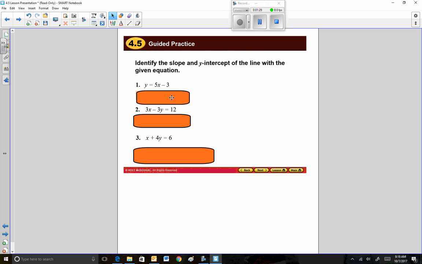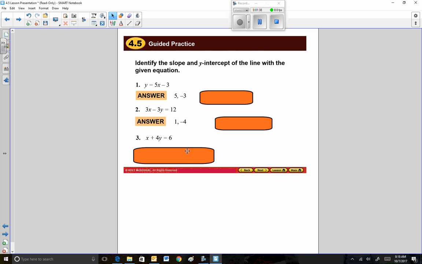Welcome back. Let's take a look. In the first one, we have a slope of 5, and the intercept is at -3. Once you rearrange number 2, you will find that the slope is 1, the intercept is -4, and number 3, the slope is -1/4, and you could have 1.5 here for your y-intercept. Or it could have been 6/4, which is 3/2, which is still 1.5, just so you know why this is 1.5. All right, next question.